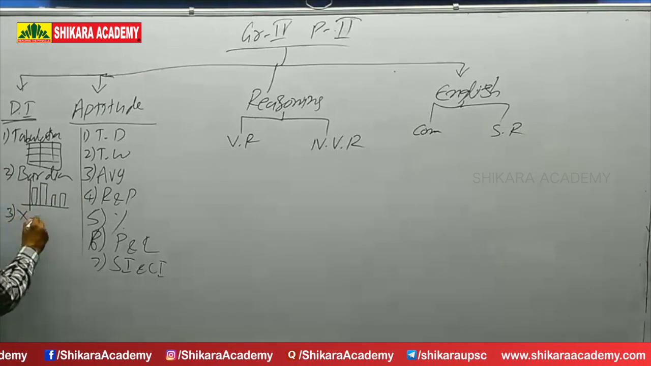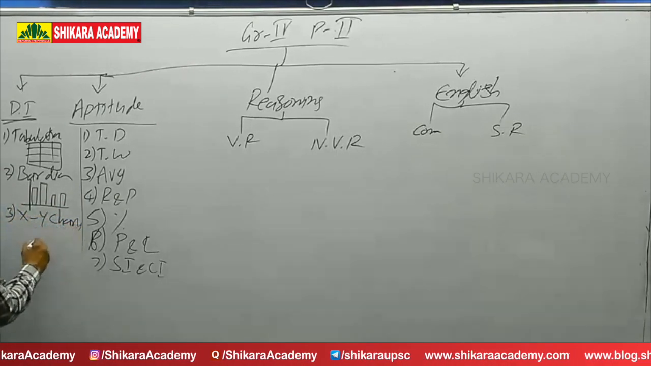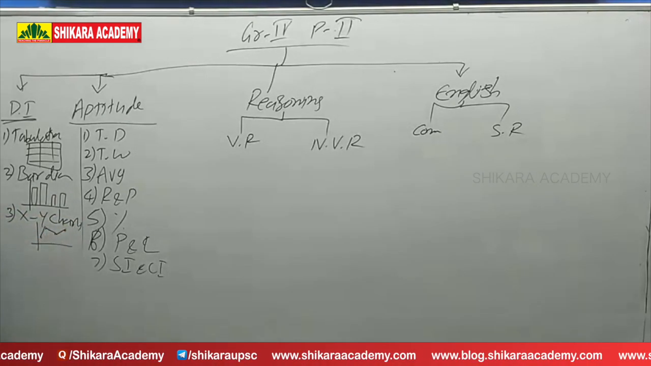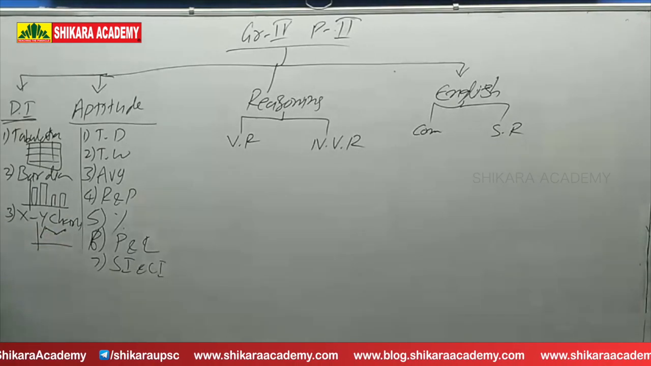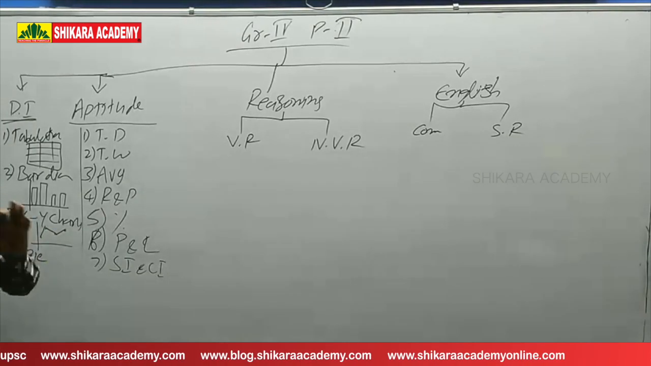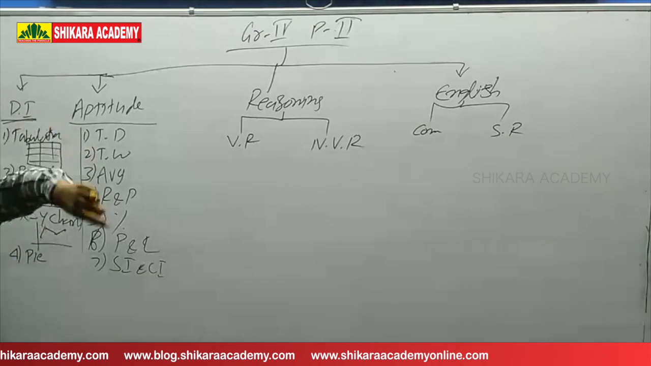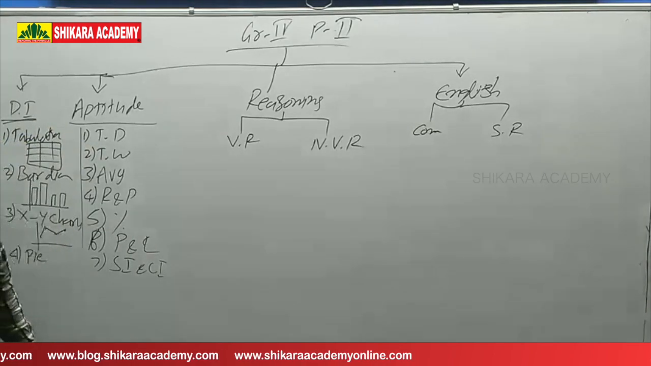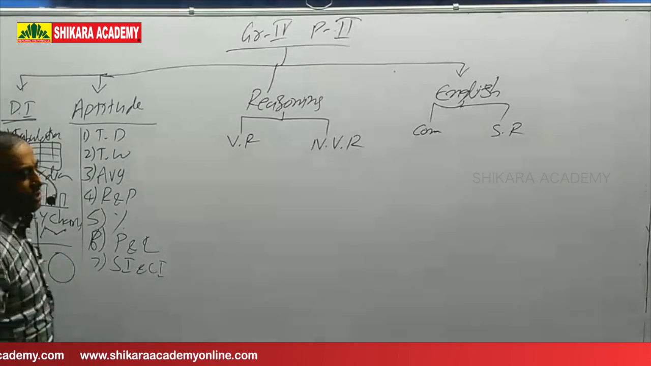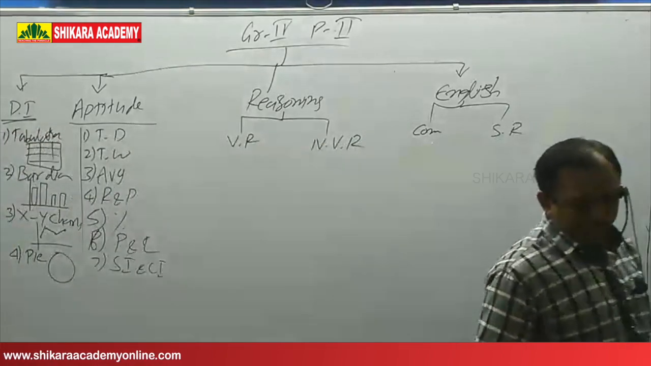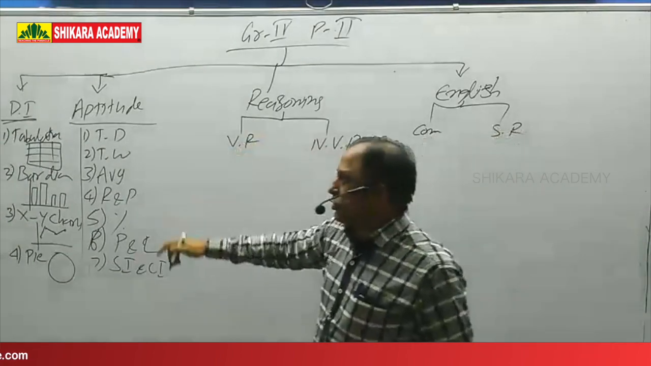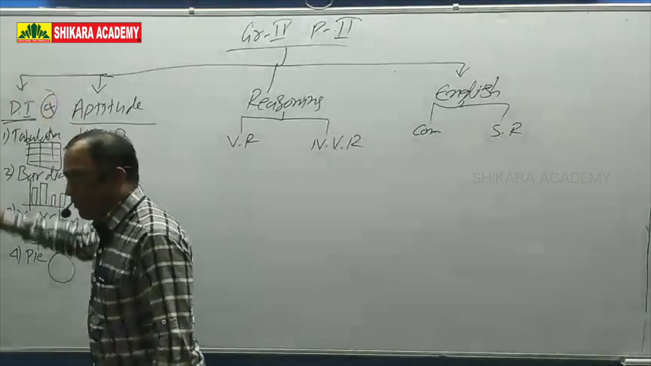Third one is XY charts. On the graph paper, if the values are connected with lines, that is an XY chart. And fourth one is pie charts. The dictionary meaning of pie is a sweet bakery item which is in circle shape. These charts also look like a circle, that's why they are known as pie charts. That is data interpretation. In the Group 4 examination, a minimum of 3 to 4 questions will come from the data interpretation part.